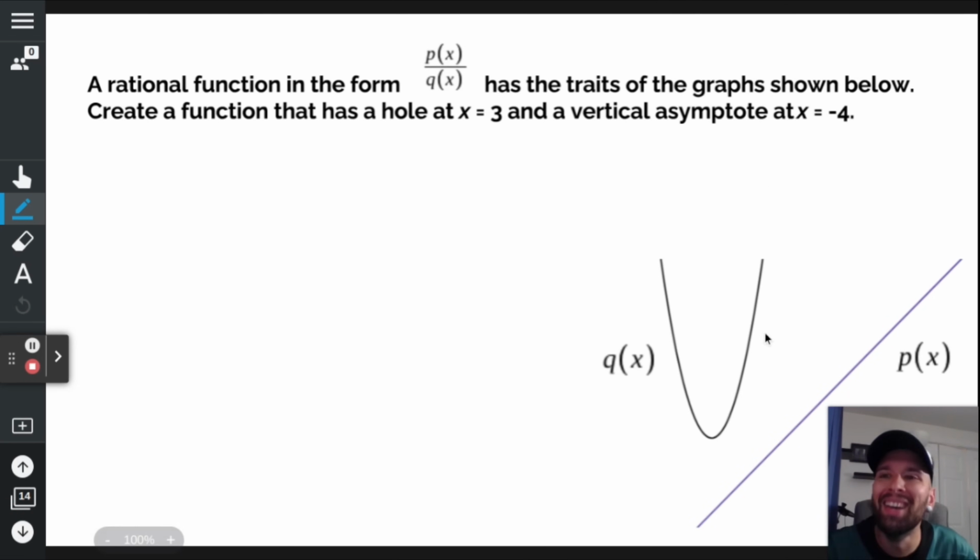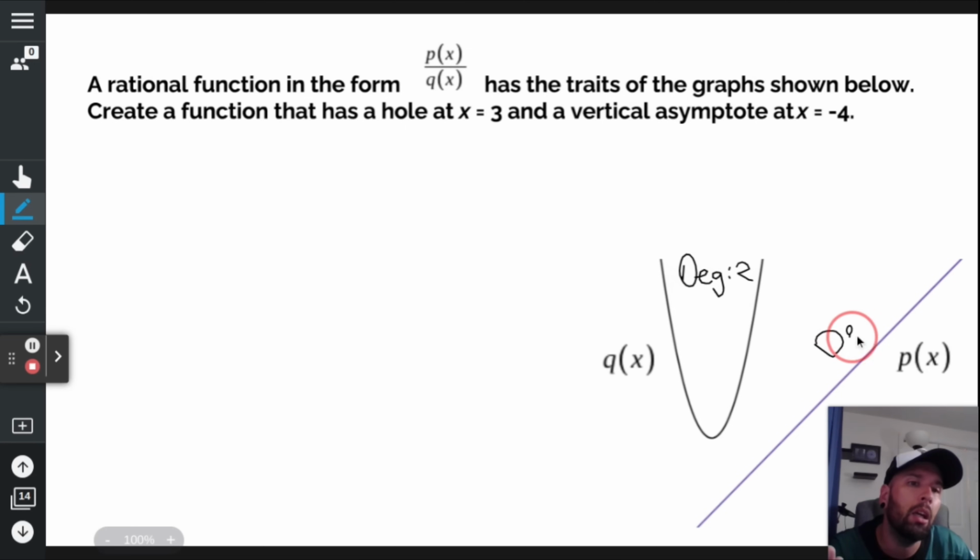And it's not. A fractional function in the form p of x over q of x has the traits of the graphs shown below. Create a function that has a hole at 3 and a vertical asymptote at -4. All right, q of x appears to be a quadratic, so the degree is going to be 2.